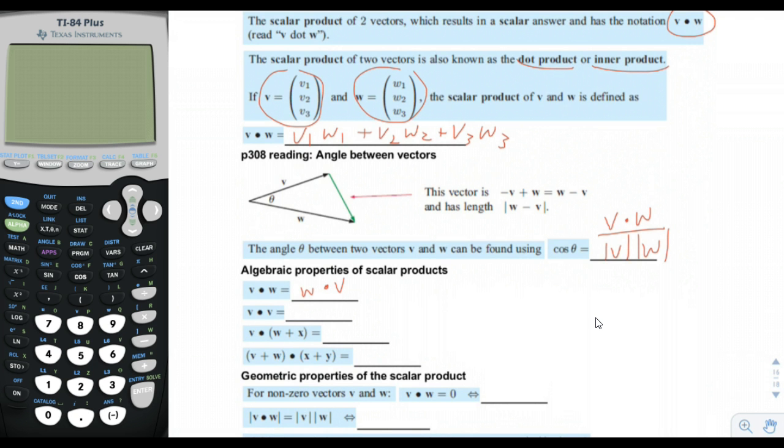V dot v gives you the magnitude squared. V dot w plus x, you can do a distributive property on it. It's equal to that. And v plus w dot x plus w will give you v dot x plus v dot y plus w dot x plus w dot y.